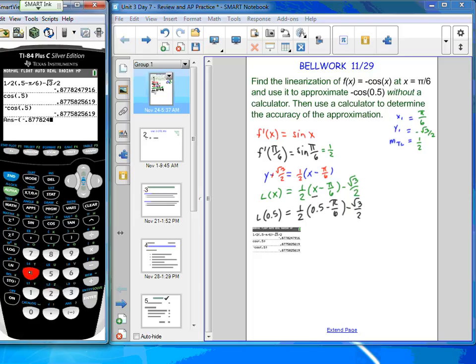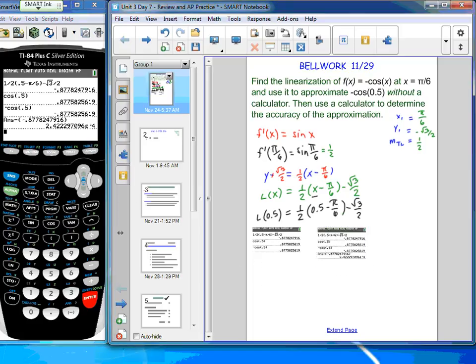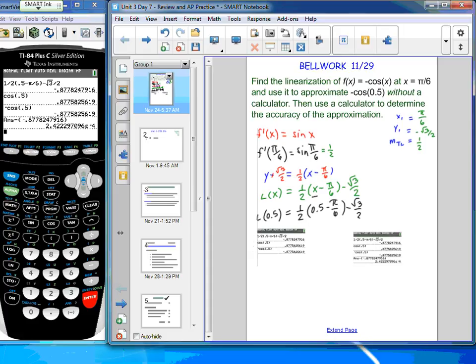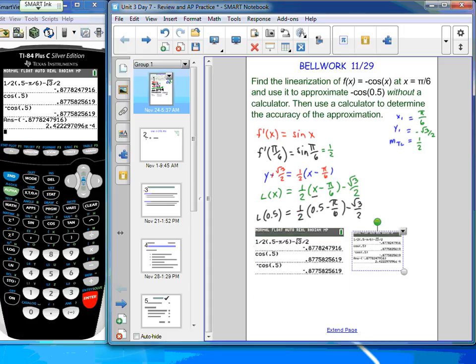How many messes up did I get there? Close enough? Hey! 0.0002422, so that's pretty darn good. So that's very nice. So we can see that our approximation is very good.